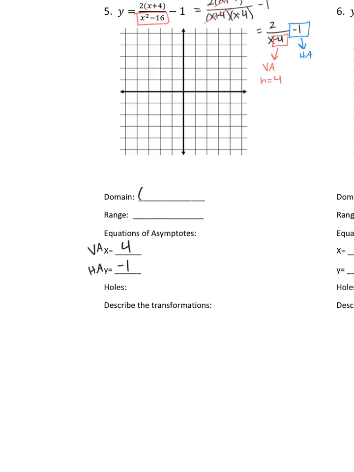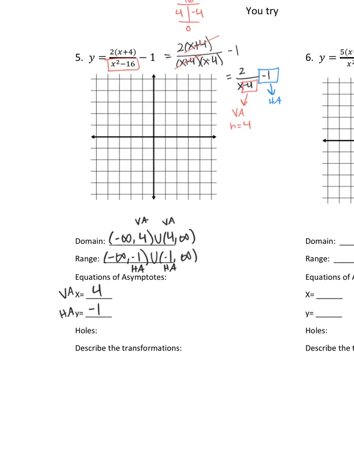Your domain is -infinity to the vertical asymptote, union vertical asymptote to infinity. Your range is -infinity to the horizontal asymptote, union horizontal asymptote to infinity. Okay, so I've got an asymptote at y equals -1, and I've got one at 4.